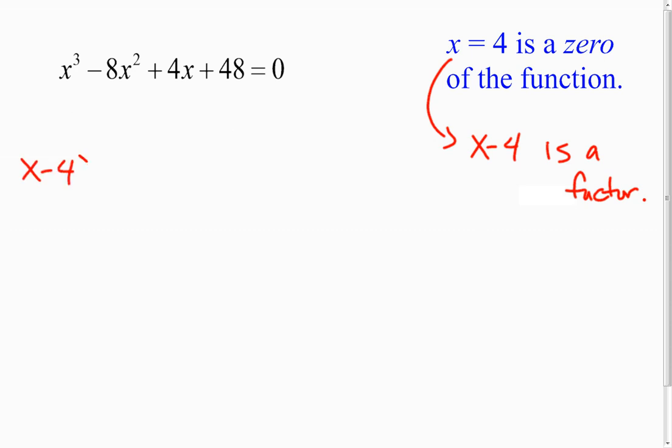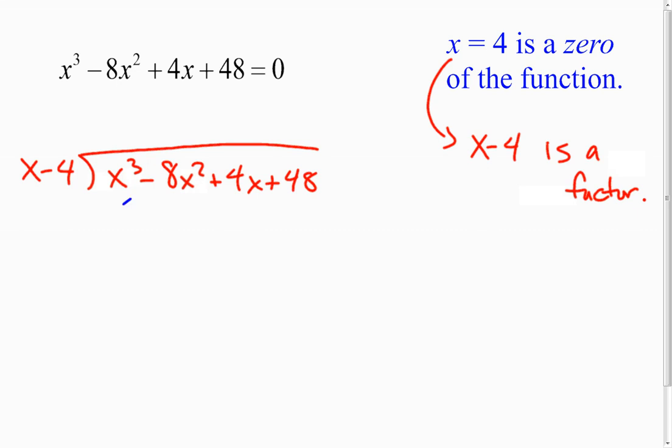So x minus 4 is going to be your divisor. And then x cubed minus 8x squared plus 4x plus 48 is what we're dividing into. And then we're going to go through that process that we went through yesterday. You're going to match up with this first term here, and then that's going to zero out. And then you're going to subtract, divide everything else out, et cetera, et cetera.